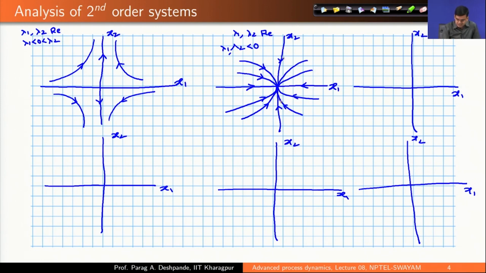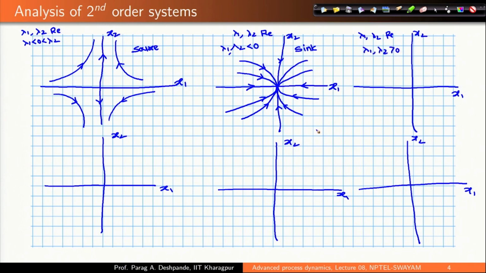Okay. And this would be a sink solution. The previous solution was source. The third one, lambda 1, lambda 2 are real and both of them are greater than 0. Again, I must emphasize that depending upon whether lambda 1 is greater or lambda 2 is greater, you will get one or the other orientations of these curves, but the direction of time would be outward, both the axes would be unstable.